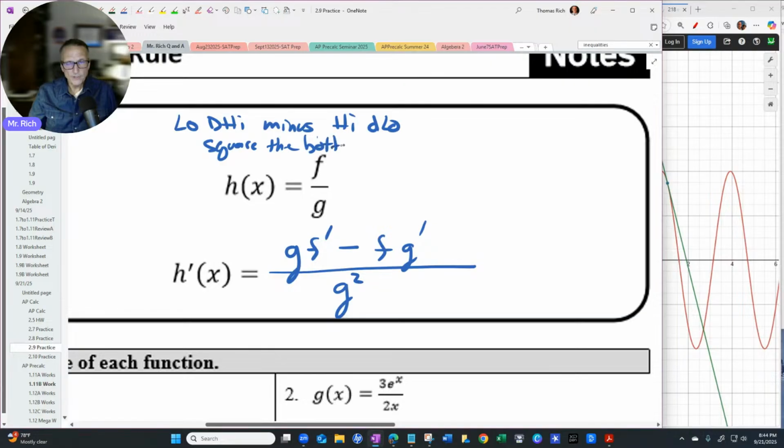It's a rhyme, actually, right? Square the bottom, off we go. So what does that tell me? It tells me low means the bottom. Low, the bottom function, g.